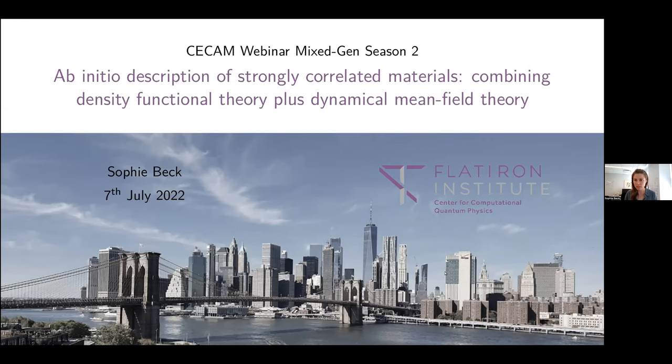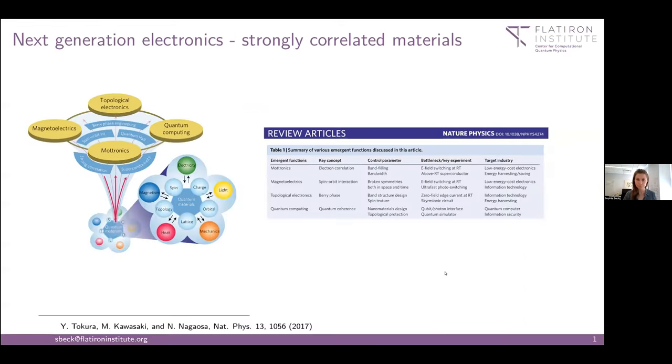I'm a postdoc at Flatiron Institute, and I will continue along the lines of combining dynamical mean field theory with ab initio methods like density functional theory. So I want to start with this overview over strongly correlated materials for next generation electronics.